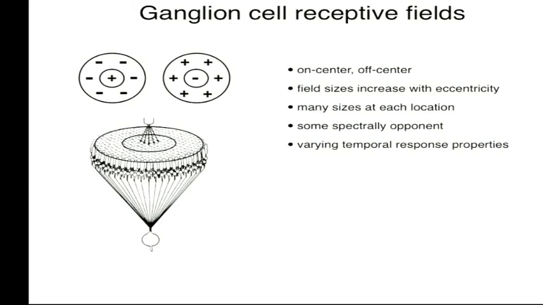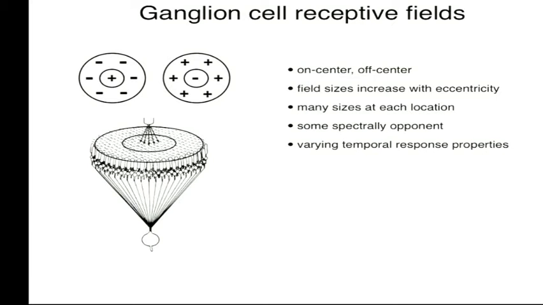One of the things to understand is that there are these ganglion cells, or receptive fields, all over the retina, but they are not uniform across the retina. One of the things that happens is as you go out from the center, from the fovea to the periphery, the average size of the receptive field increases.